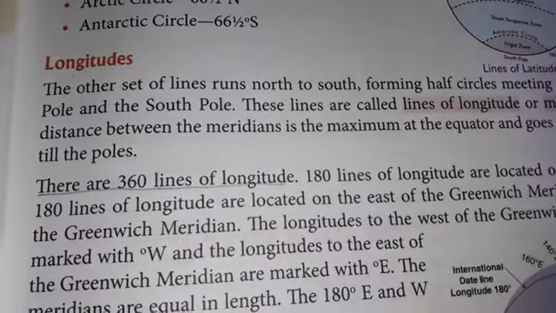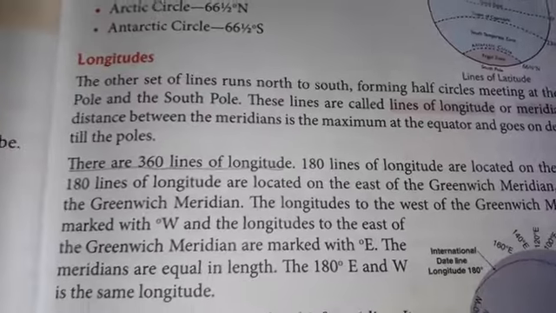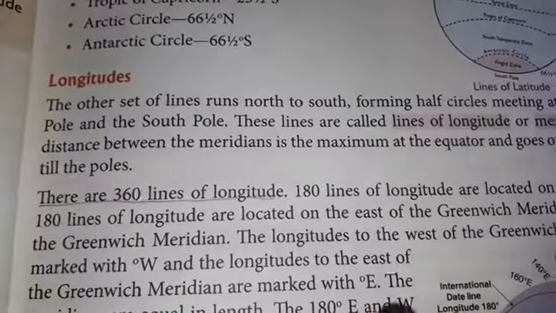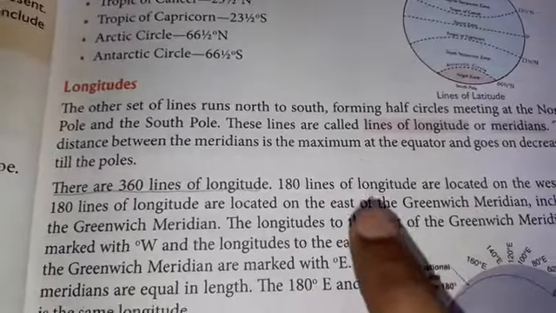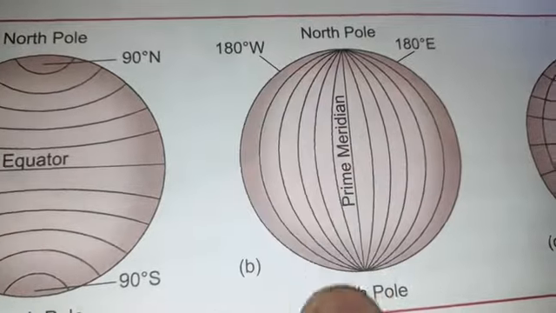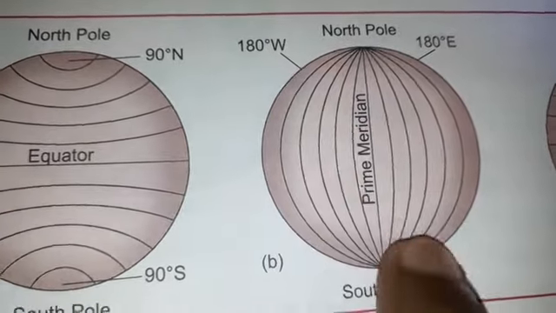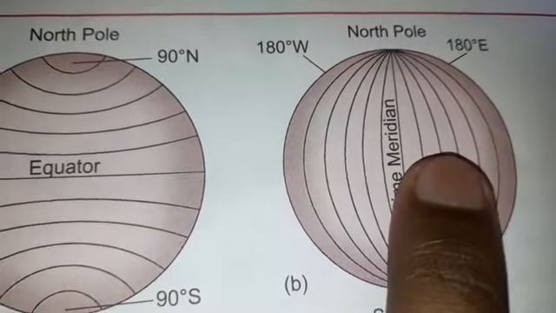And another is longitudes. Longitudes, the other set of lines, run north to south. These lines run from the North Pole to the South Pole and are called longitudes.